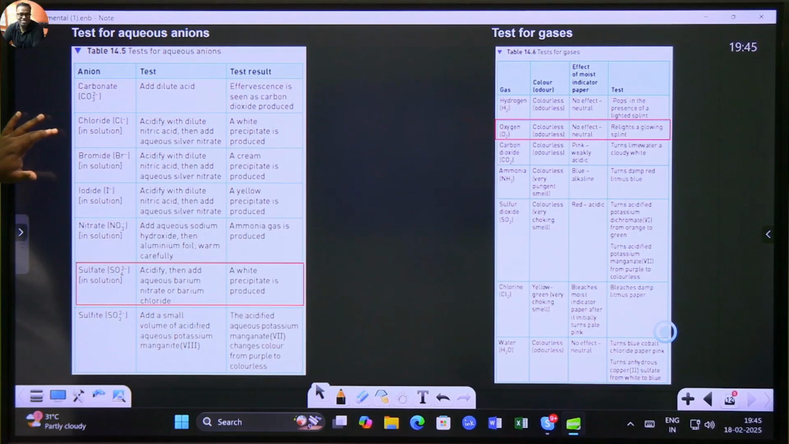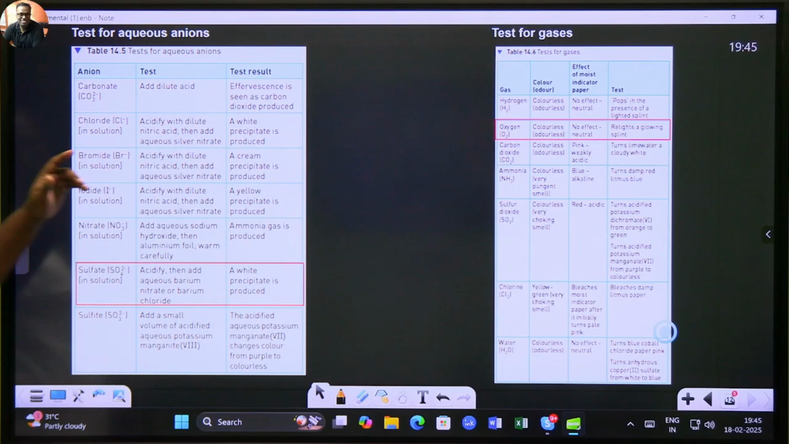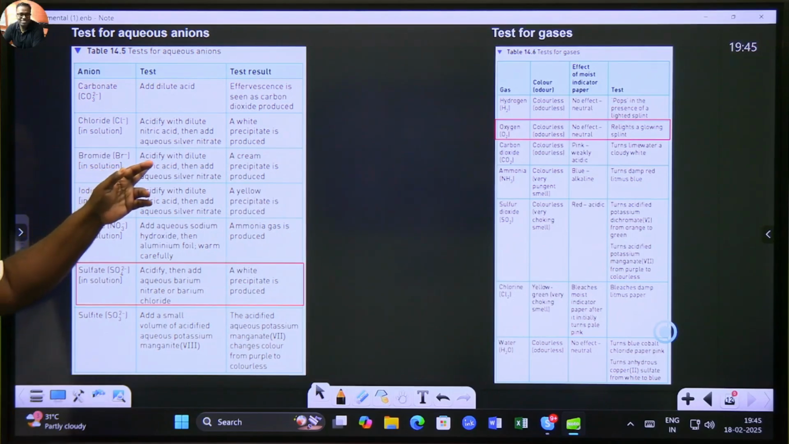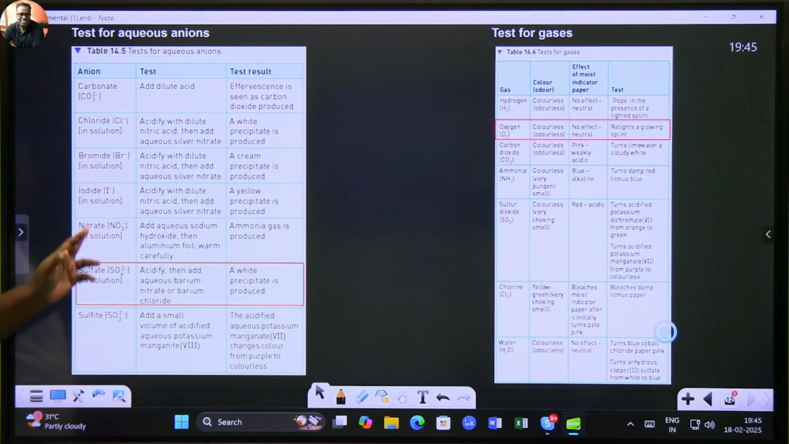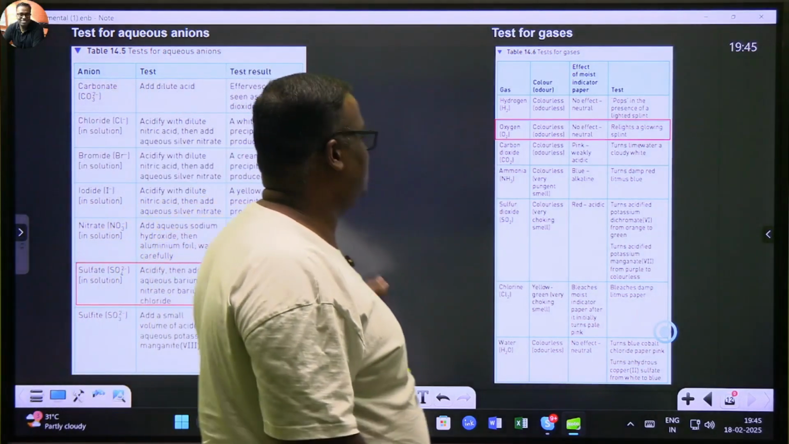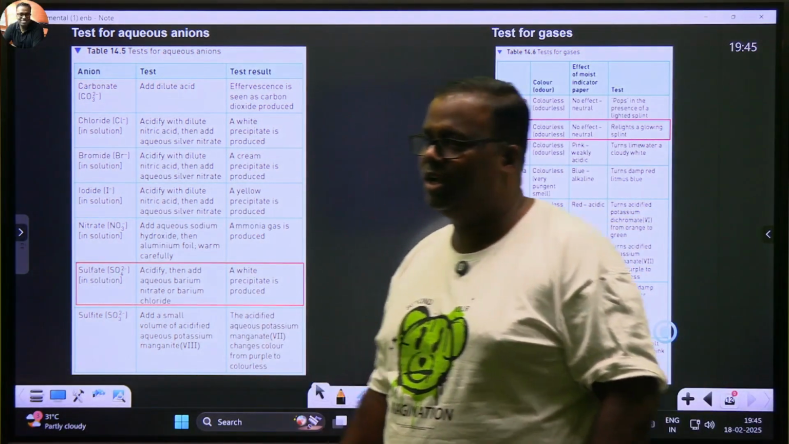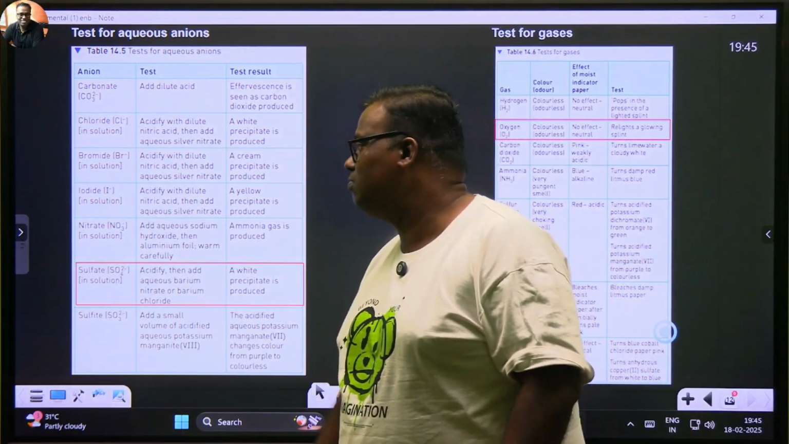This is a typical chemistry test. I don't expect anyone to give this type of thing on the exam. A white precipitate is produced. So you have to remember dilute nitric acid and then add aqueous silver nitrate. Bromide, acidify with dilute nitric acid. See, why is the same test out here? Because all of them belong to the halogen family. So acidify with dilute nitric acid, then add aqueous silver nitrate. A cream precipitate is produced. White precipitate, cream precipitate. White stands for chloride. Cream stands for bromide.